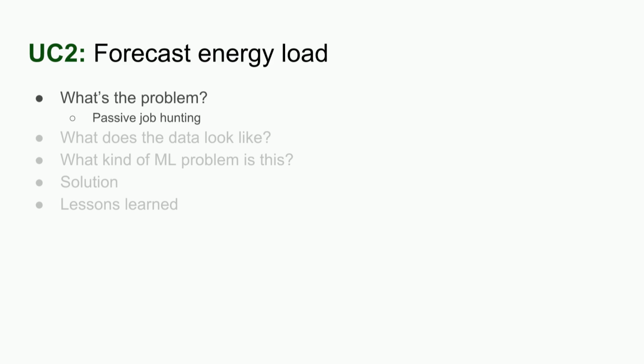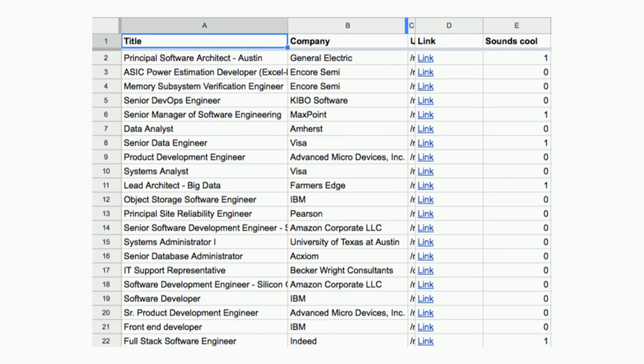There were so many things that obviously I didn't want to look into. So I was wondering if I could make this a machine learning problem. What I ended up doing was scraping a bunch of job listings, and I would get the title and the company and then a link.